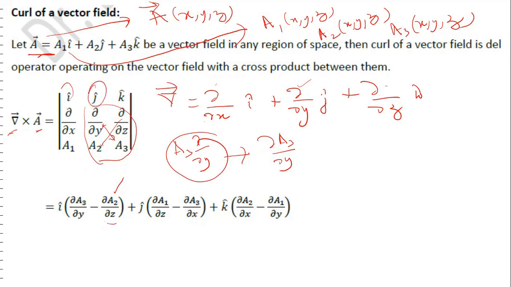And the coefficient for j will be this and this, you multiply del A1 upon del z, minus this and this, you multiply del A3 upon del x. So similarly, the coefficient for k cap you can write like the usual cross product. So this is called curl of a vector field.